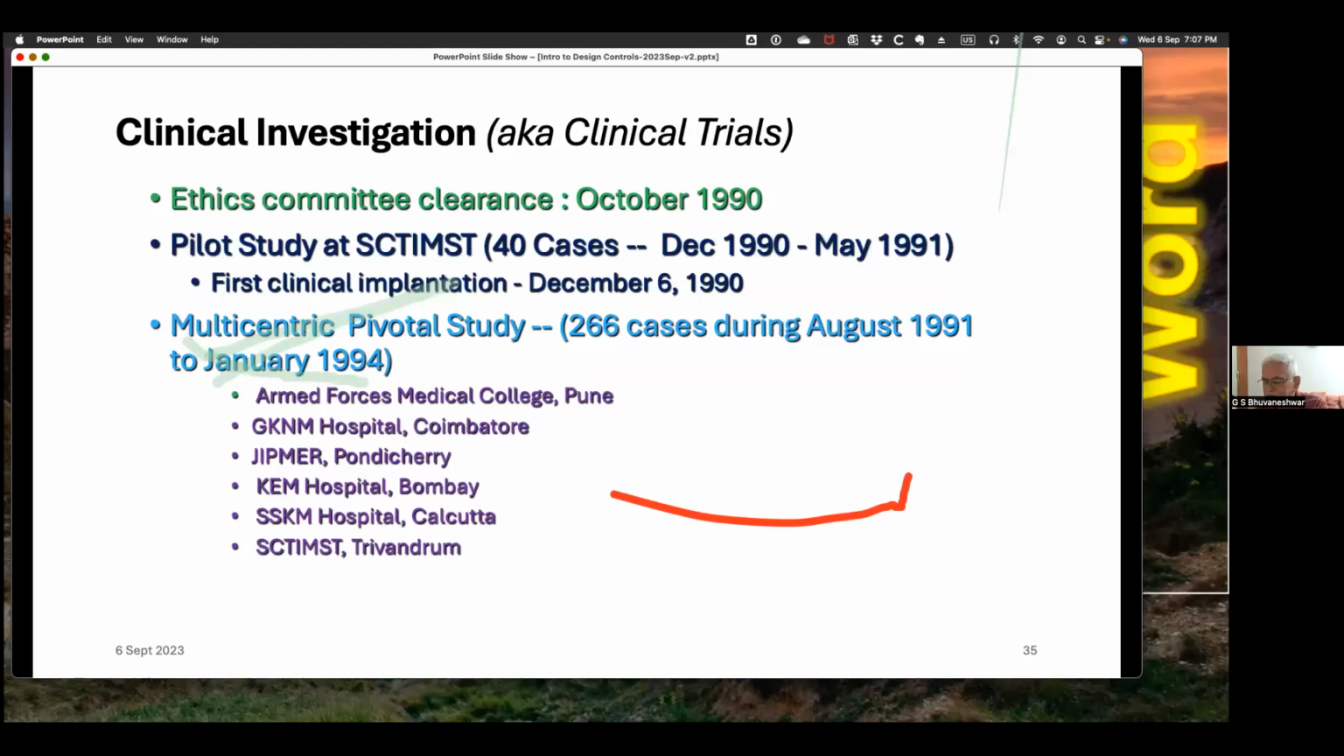Clinical investigation, of course, is a big thing. We started in 1990, and the first implant happened on 6th of December 1990. I think it gives me great pleasure to say that that patient is still alive. He lives in Thrissur in Kerala, and he's still alive. So we have all the early patients still going.